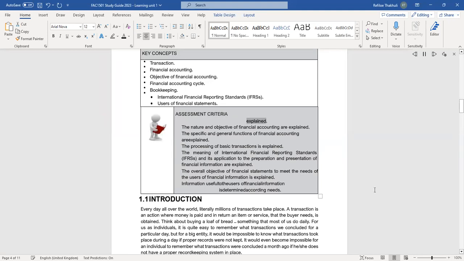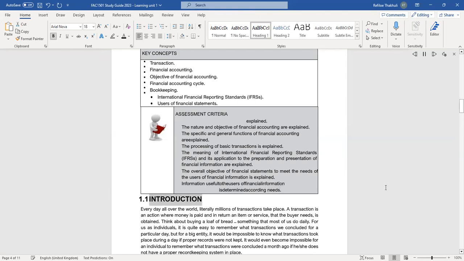Assessment criteria. The nature and objective of financial accounting are explained. The specific and general functions of financial accounting are explained. The processing of basic transactions is explained. The meaning of International Financial Reporting Standards, IFRSs, and its application to the preparation and presentation of financial information are explained. The overall objective of financial statements to meet the needs of the users of financial information is explained. Information useful to the users of financial information is determined according to needs.